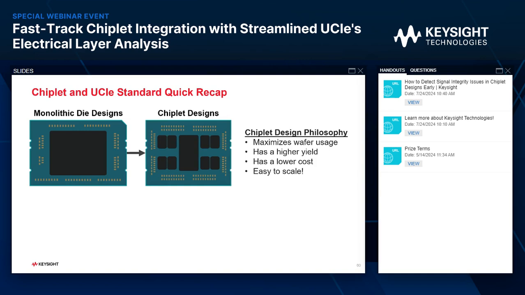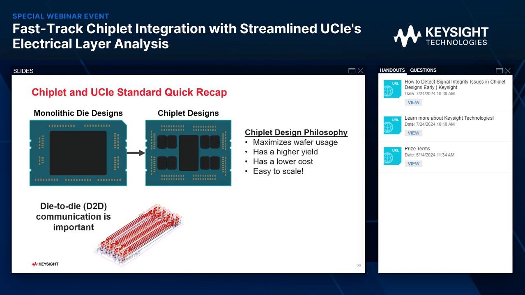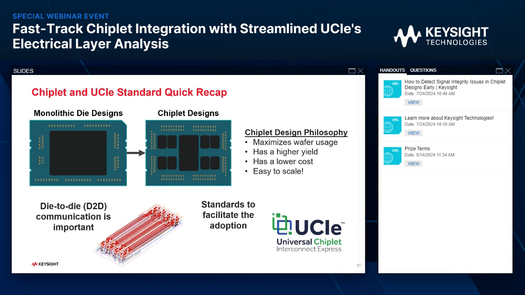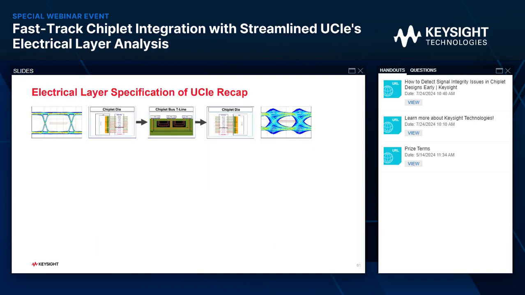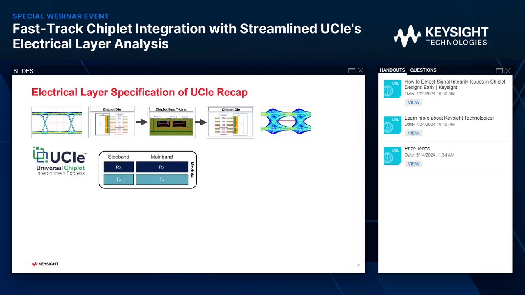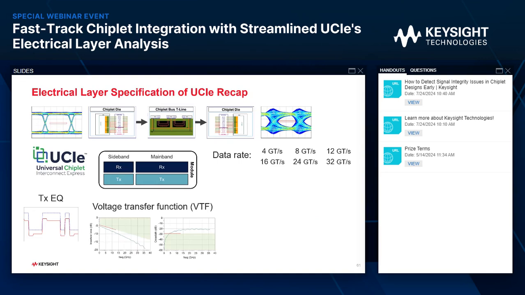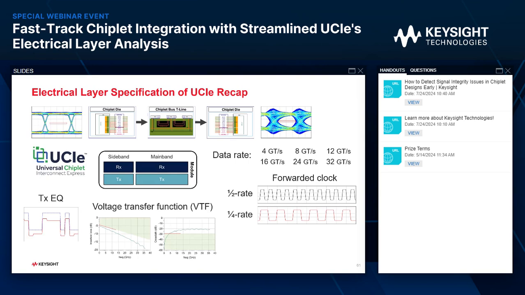We looked at the die-to-die communications. It is very important. And we know there are several other standards out there that are going to be facilitating the adoption of chiplet. Second, we dug pretty deep into the electrical layer specifications by using an example. Looking at the full link from the TX to the RX, we learned that there are some modules in UCIe, different data rates. We have TX equalization, voltage transfer function VTF, 4 clocks, quarter rates, and half rates, and then terminations. We know that, hey, for advanced packages, you need to leave it unterminated.